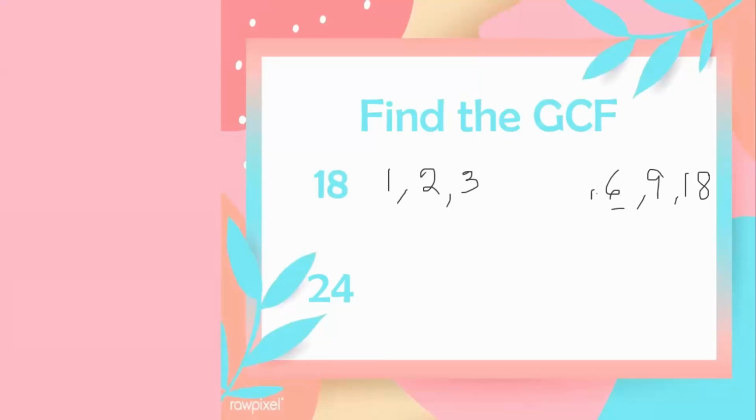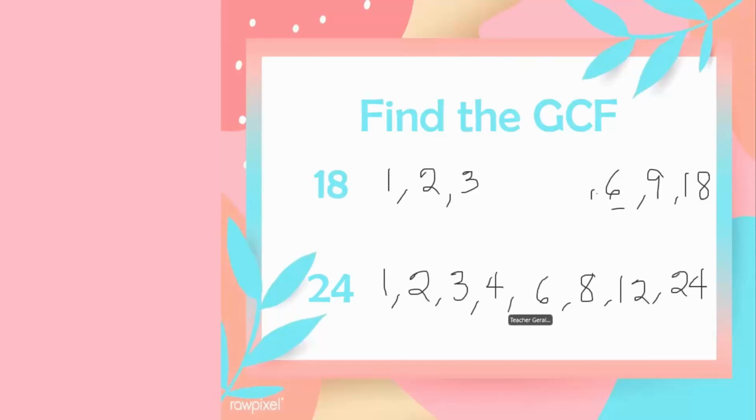What about 24? Let's start with 1 and 24. Next, it can be divided by 2, so we have 2 and 12. What about 3? Yes, it can also be divided by 3, and the other factor is 8. Can it be divided by 4? Yes, and the partner is 6. After 4 is 5, and it cannot be divided by 5. So these are the factors of 24 and 18.